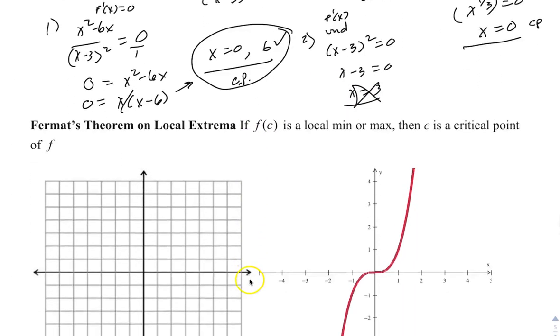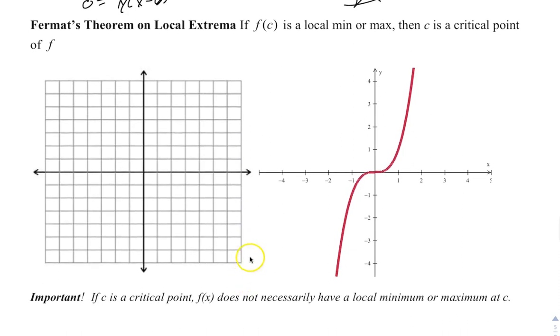Let's talk about Fermat's theorem on local extrema real quick. So his theorem says this: if f of c is a local max or min, then c is a critical point of f of x. For example, let's say I give you a graph that looks like this. Let's make it a little fun. That's a cusp. So there's my graph. Where are the local max and min? Well, my local max is right here at -2.